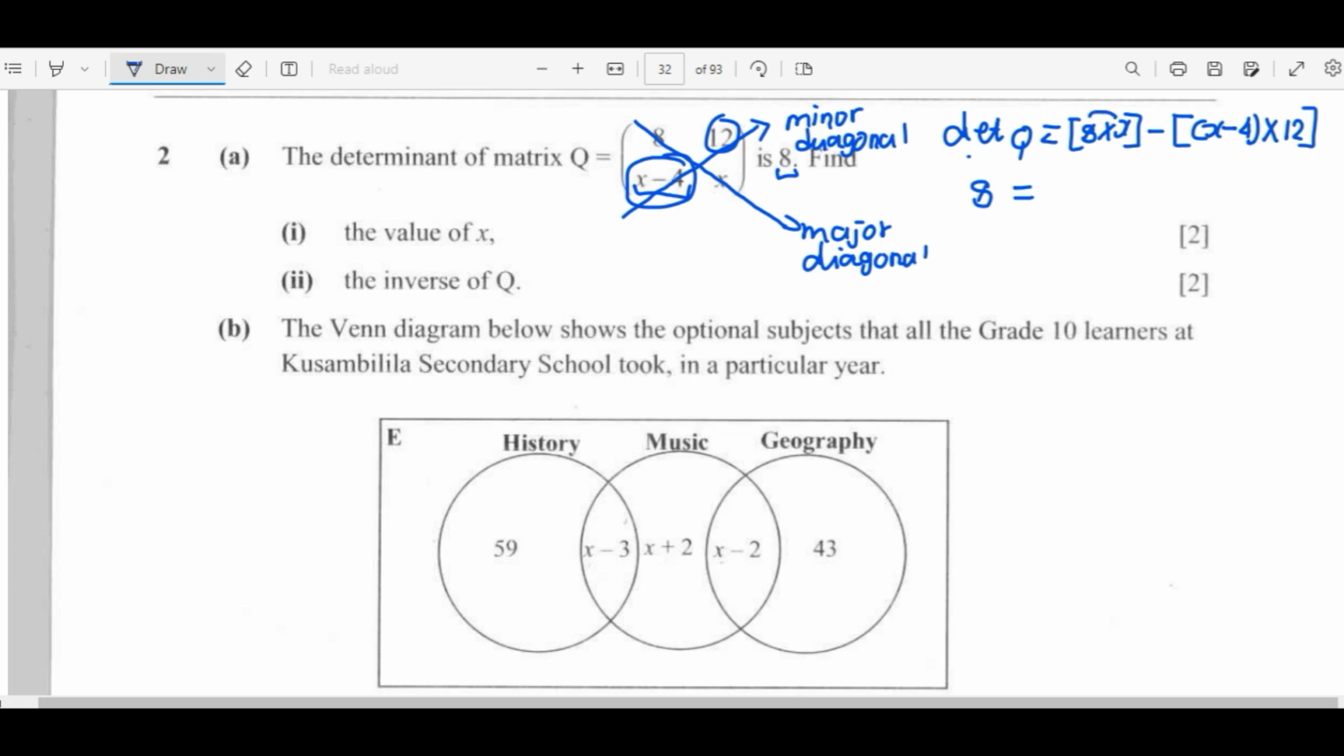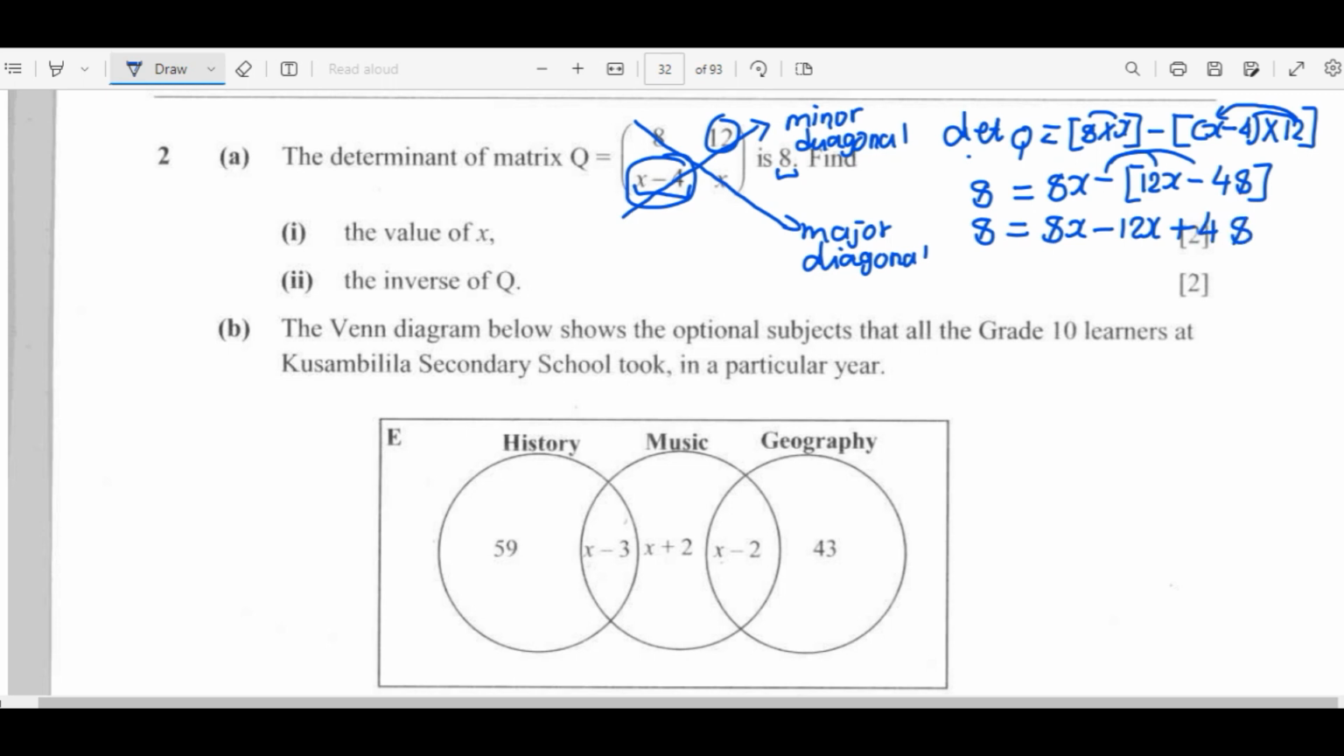Now 8 by x will give us 8x minus. Then we distribute 12. 12 times x is 12x minus 12 times 4 will give us 48. Then we also distribute the negative. So negative times 12x is negative 12x. Negative times negative 48 will give us positive 48.